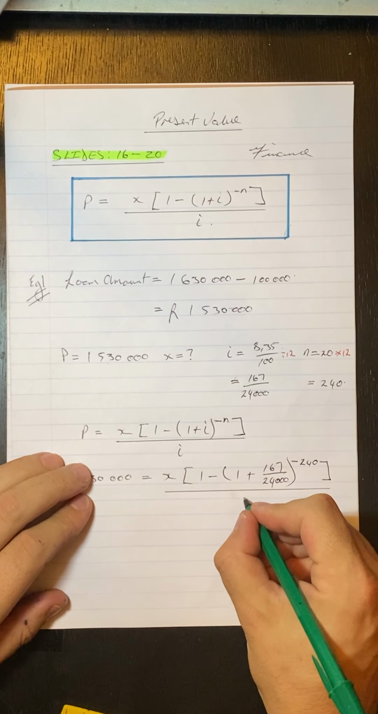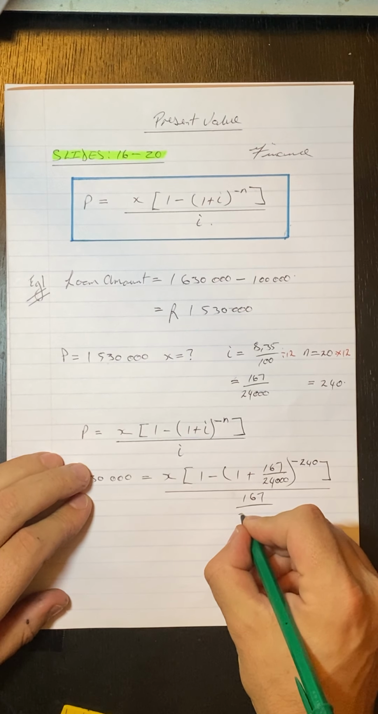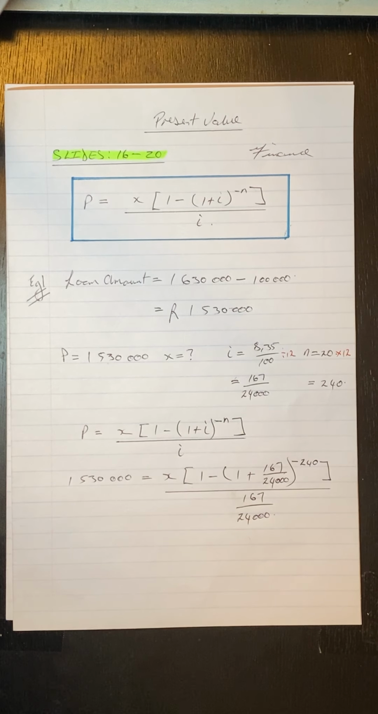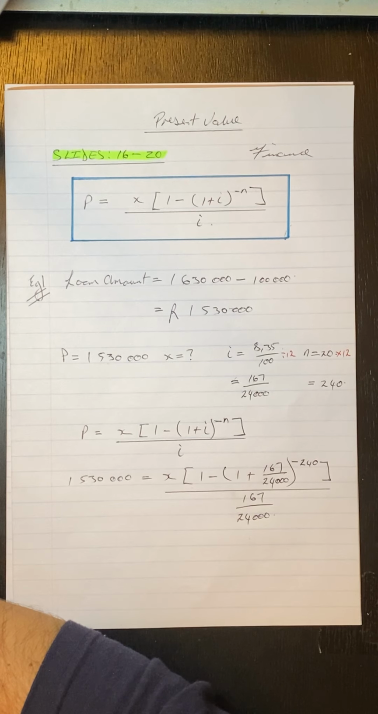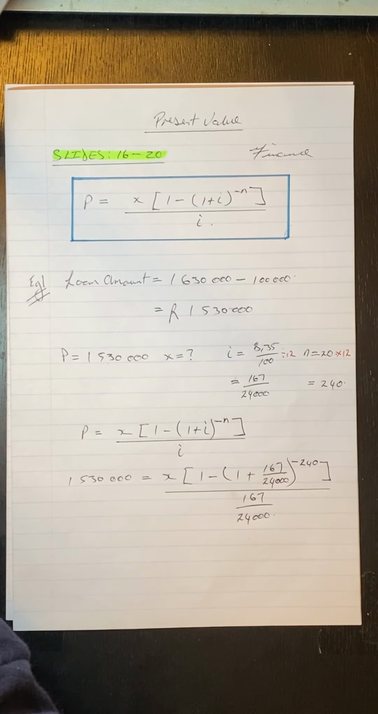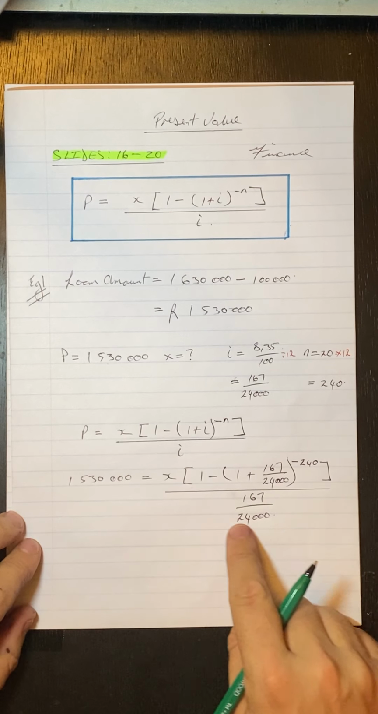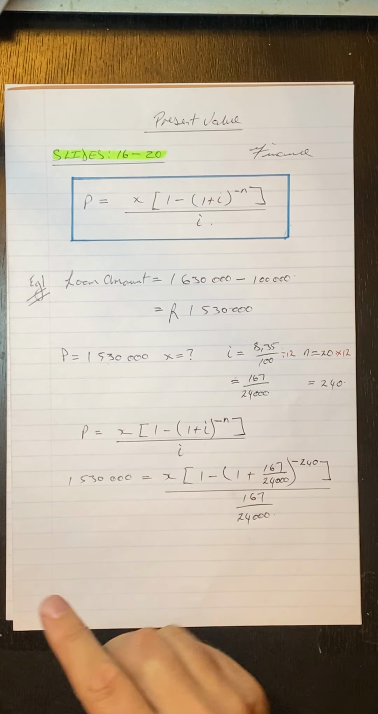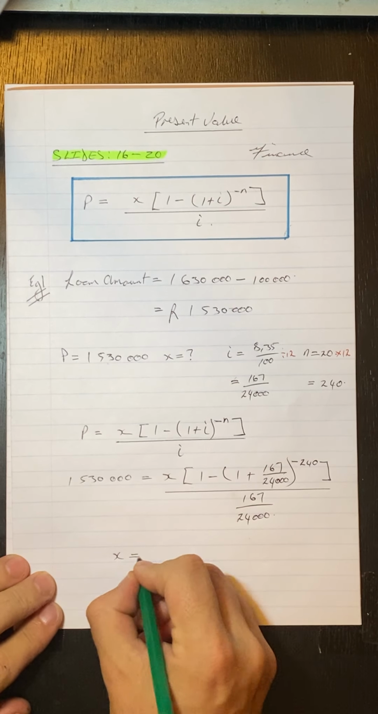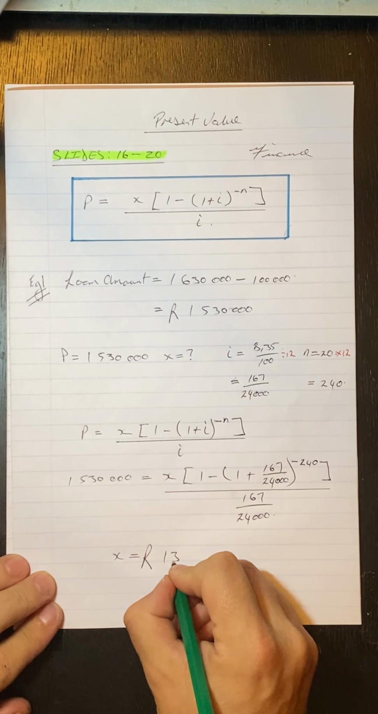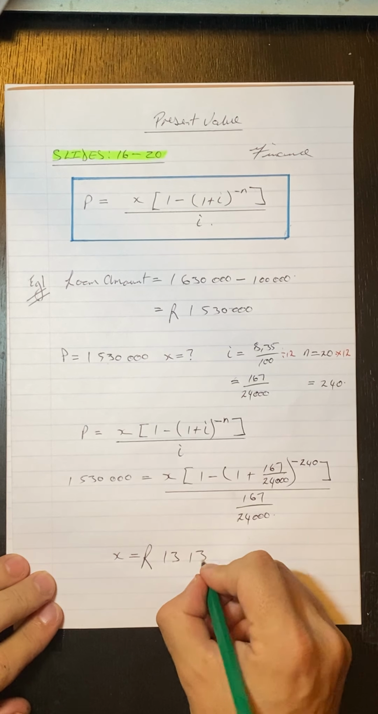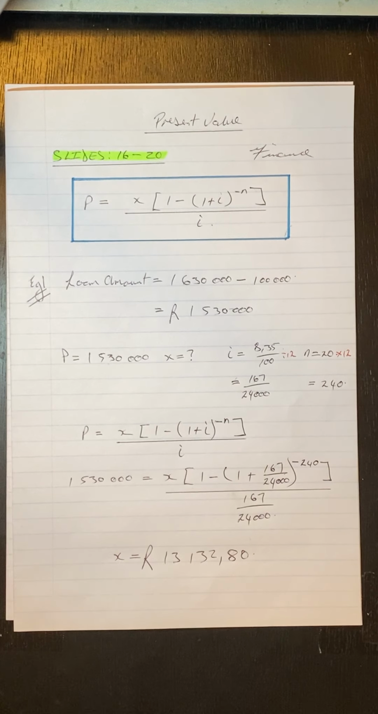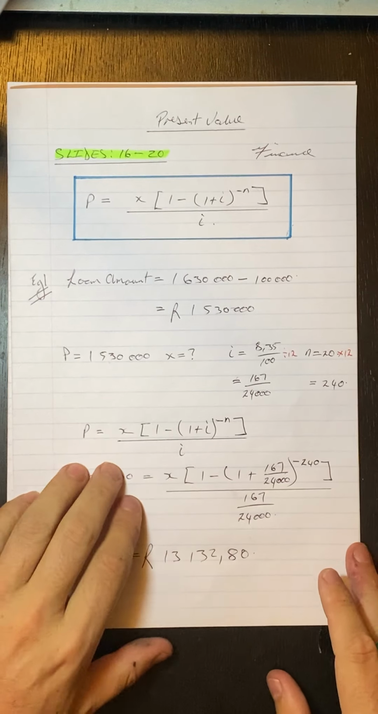All over 167 over 24,000. Okay, so grade 12s, what I'm going to do is work out this bit on a calculator. Then I'm going to say this divided by that, and we will get that X is equal to 13,132 Rand and 80 cents. So that is his monthly payments for taking out a loan of that. Okay, going on to example 2.